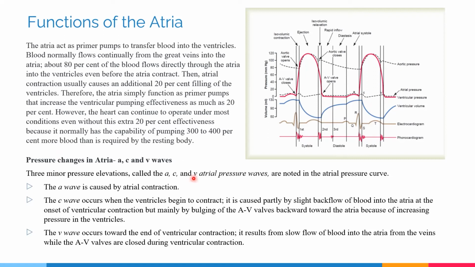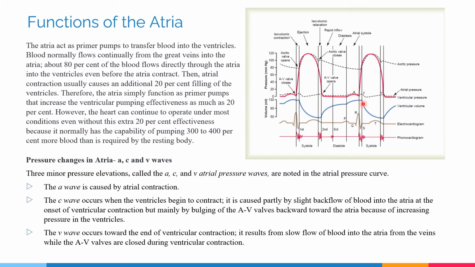Let us go through the A, C, and V atrial pressure waves one by one. So the lower dotted line is the atrial pressure curve, and here we can see the first is the A wave. The A wave is caused by the atrial contraction, which pumps the extra 20% blood into the ventricles. This is followed by the C wave.